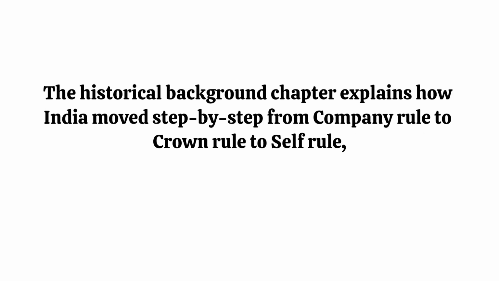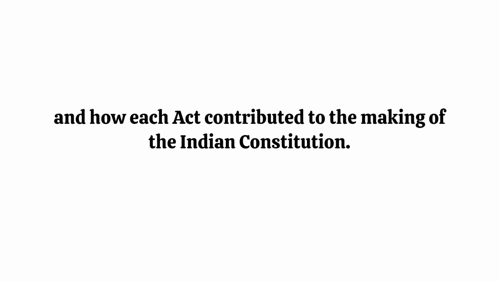Final conclusion, complete story in one line. The historical background chapter explains how India moved step by step from company rule to crown rule to self-rule, and how each act contributed to the making of the Indian Constitution.